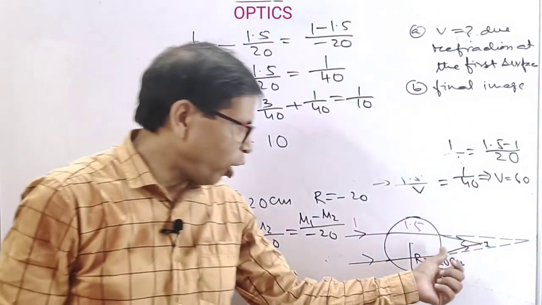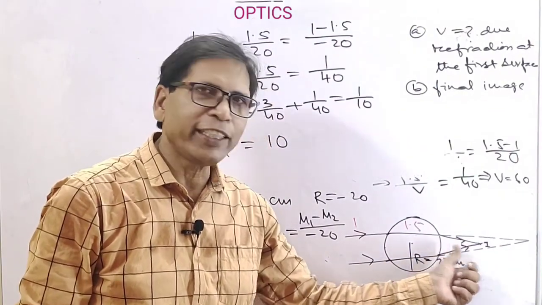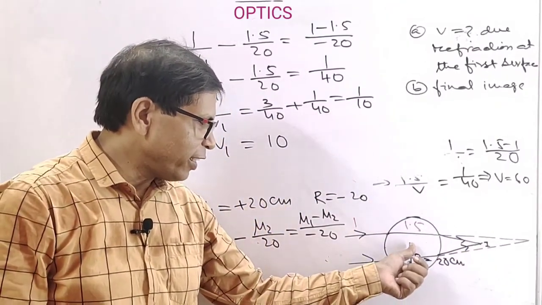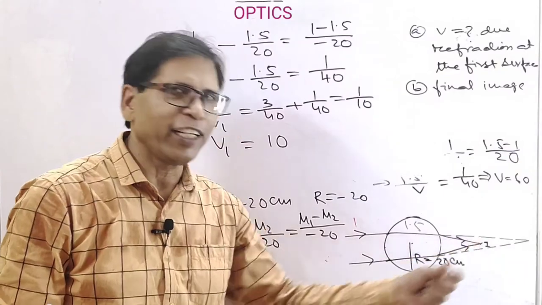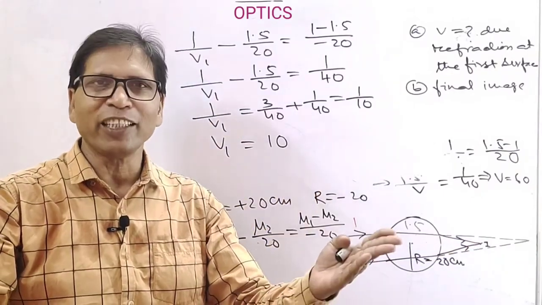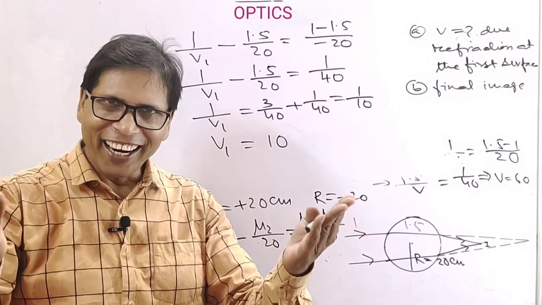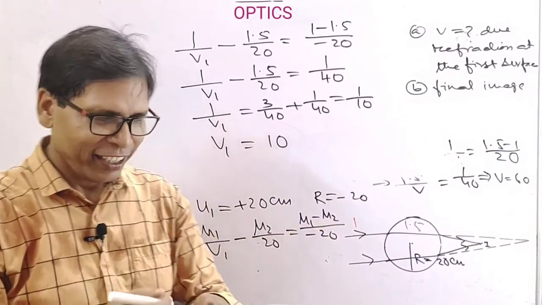So the image formed by the second surface is 10 centimeters away. So the image distance from the center is 20 + 10, which is 30 centimeters from the center of the sphere. Okay. Understood? Now next.